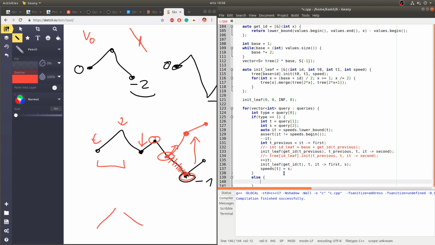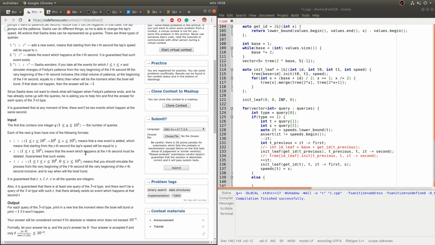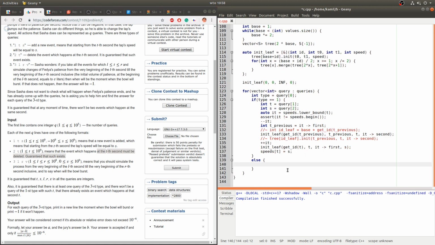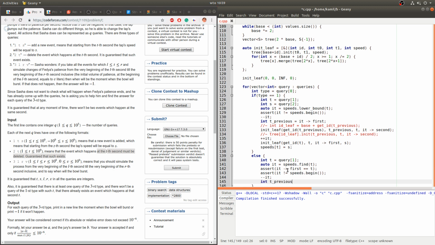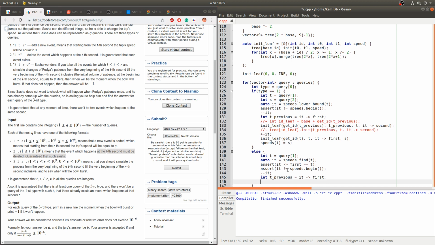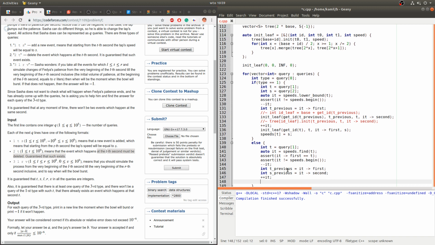So 2 types of queries to go. What is the next type? Remove something. This should be similar. T is just query of 1. Auto it is speeds. Let's find t. Let's assert that it first is t, and this should be available there. Now minus assert it not speeds begin, because I want to decrease. In t previous is again it first. In speed previous is it second, plus it.